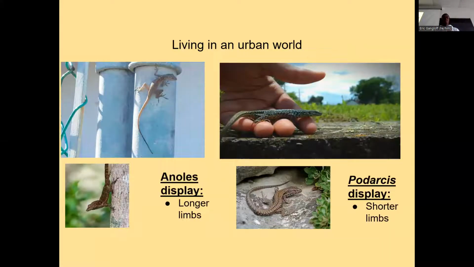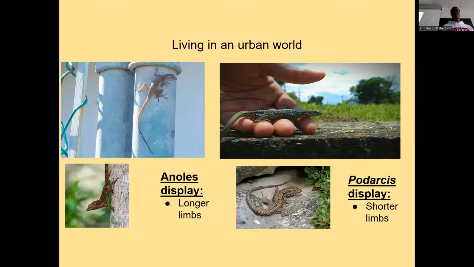Cool. So this little friend is an anole right here. He's very cute. And anoles are really interesting because they have lived in urban environments for a pretty decent amount of time, enough to be able to have some morphological change. And they have been pretty well studied in terms of, you know, how do urban environments actually influence evolution?